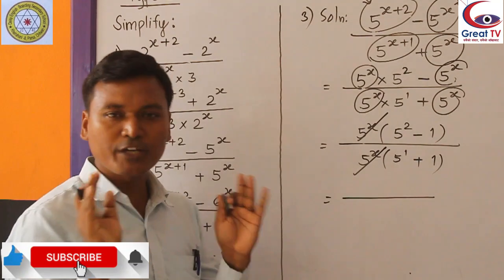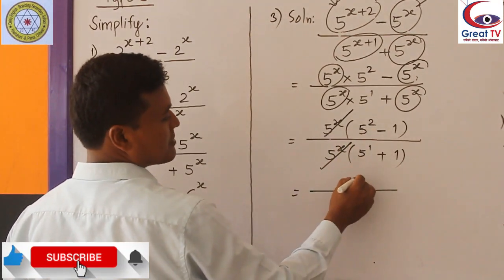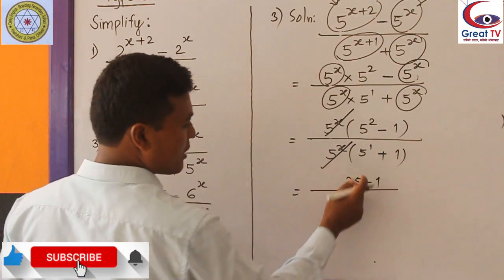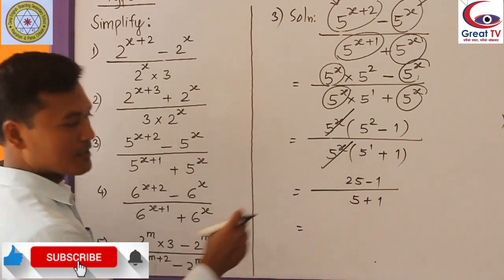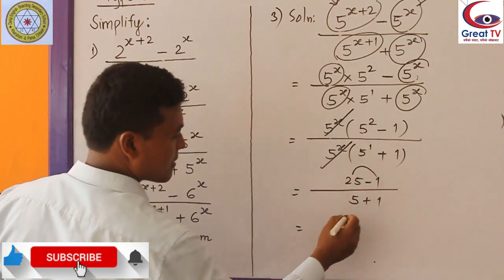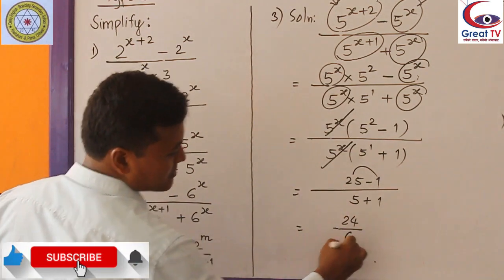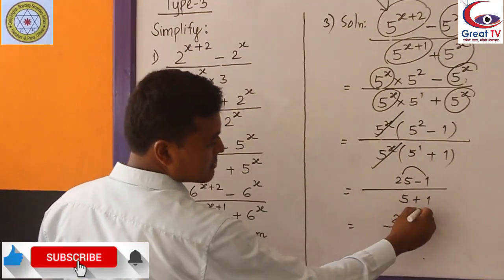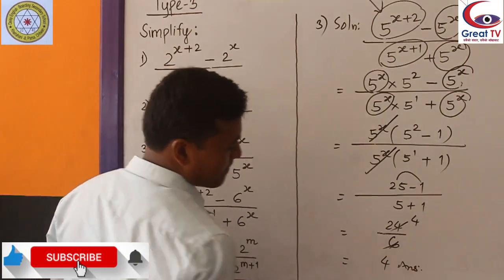After this, you can simplify easily. Because 5 squared means 25 minus 1, and 5 to the power 1 is 5 plus 1. After this, 25 minus 1 is 24, 5 plus 1 is 6. Again, 24 is divisible by 6: 6 times 1 is 6, 6 times 4 is 24, so 4 is the required answer.